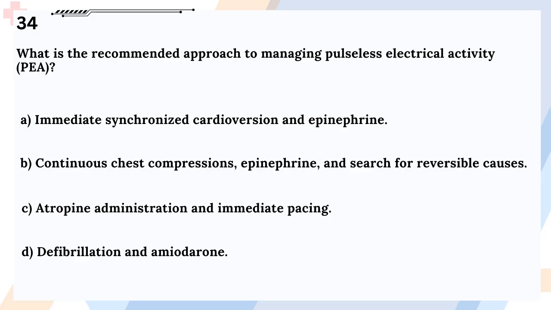Question 34. What is the recommended approach to managing pulseless electrical activity, PEA? A. Immediate synchronized cardioversion and epinephrine. B. Continuous chest compressions, epinephrine, and search for reversible causes. C. Atropine administration and immediate pacing. D. Defibrillation and amiodarone.